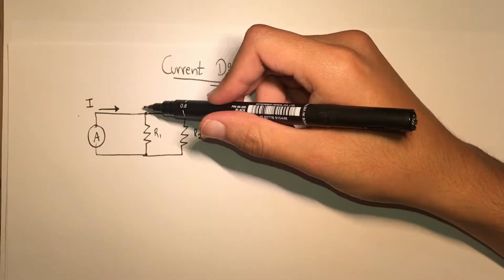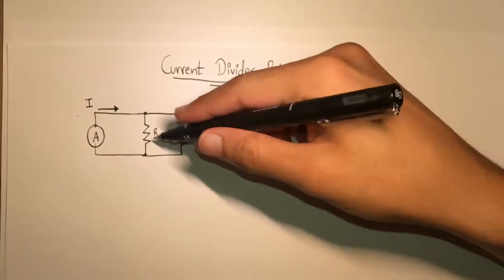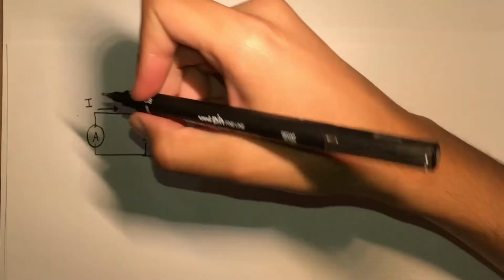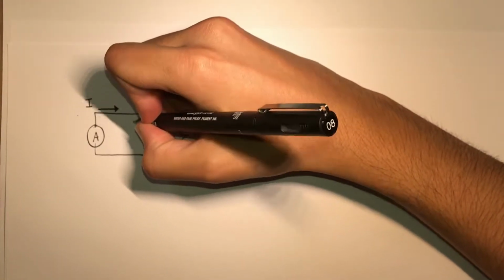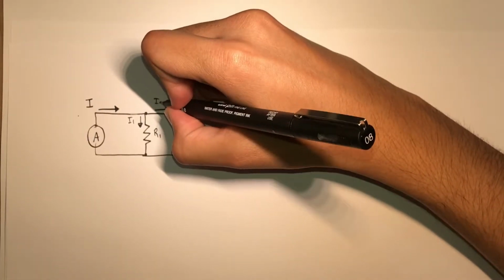So current goes to R1 and R2. It varies according to the value of the resistance. The more the resistance, the less the current. So the current going to R1, let's call that I1. The current going to R2, let's call that I2.